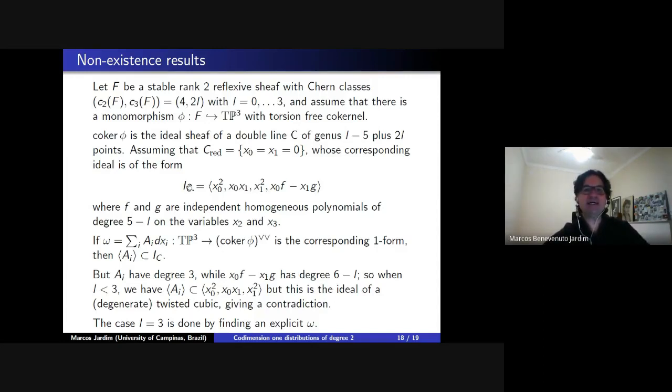And such lines, the homogeneous ideal associated to these double lines, have this form here, where F and G are homogeneous polynomials of degree 5 minus L, L is this parameter here, in the variables x2 and x3. Now, remember, the image of this one form is going to be the ideal of one of these curves plus a bunch of points, right? One of these double lines plus a bunch of points.